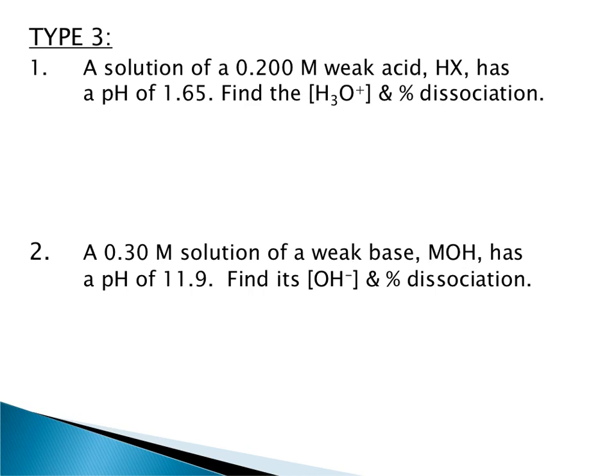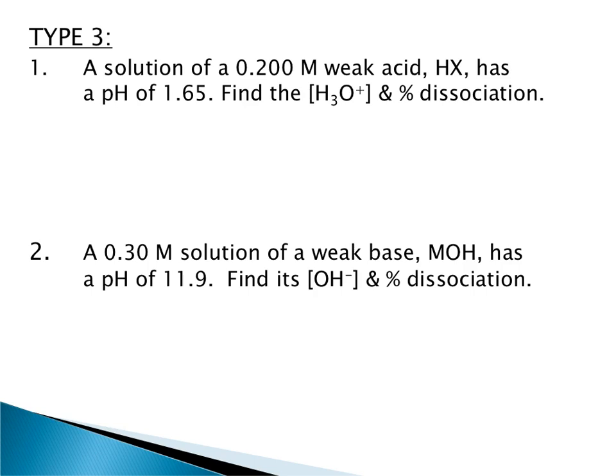And finally, we have a couple questions here. And these questions ask us to actually find the percent dissociation. So it says we have a solution of a 0.2 molar weak acid HX, and it has a pH of 1.65. Find the dissociation percentage. So here's what we know.